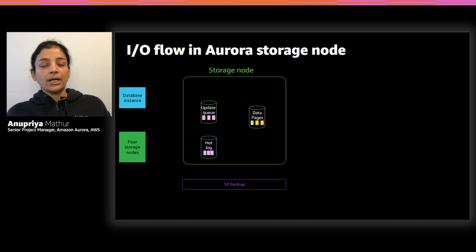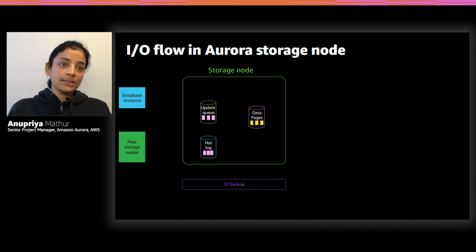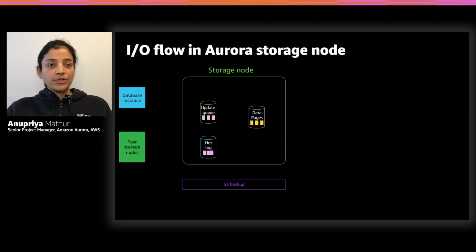So now let's look at how we talked about IOs flowing from database instances to storage. Now let's talk about how that works in Aurora. How does an IO come in, and then how is checkpointing or data persistence done? So here we have a database instance, and then we have storage nodes. One of the storage nodes is expanded to explain the process. And then we have S3, which we use for backups.